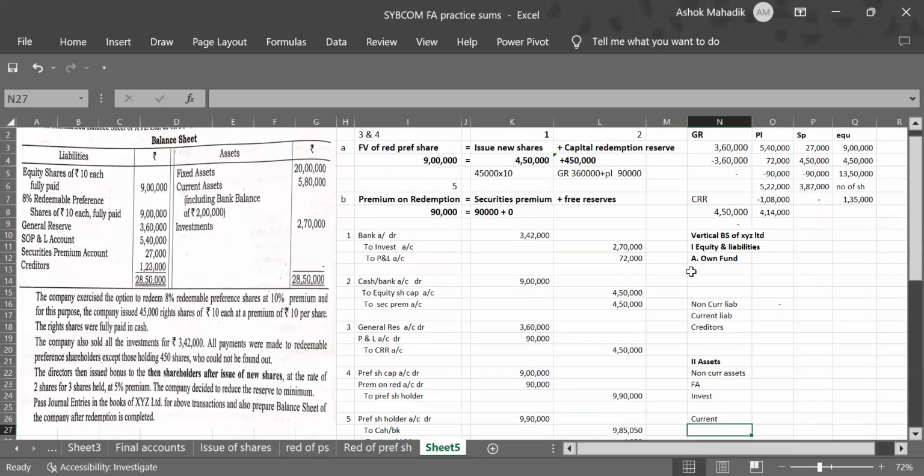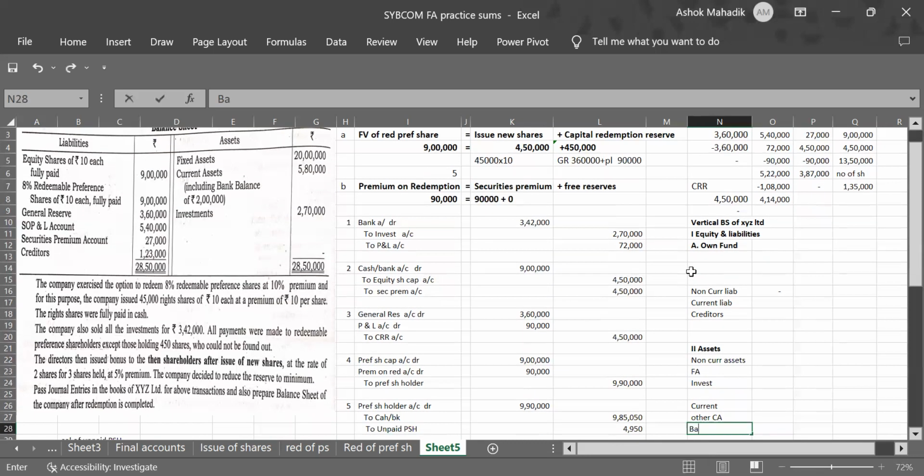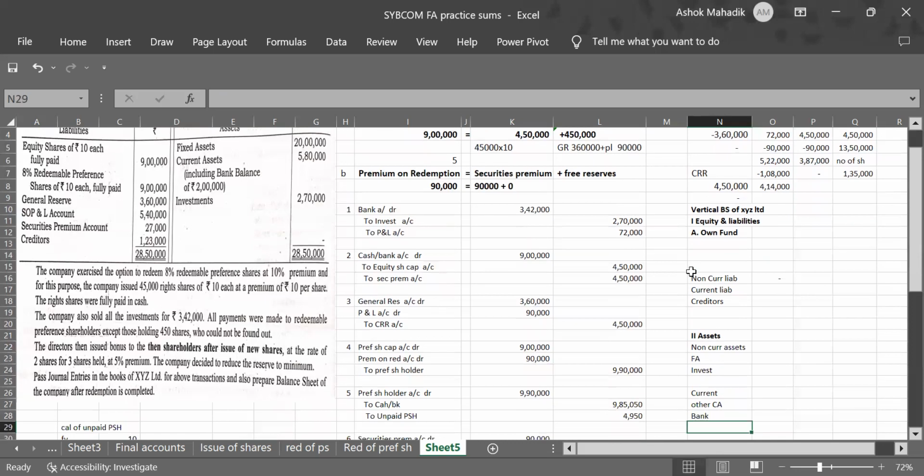In the sum, they have given only one item as current assets, and in that they have shown a bank balance. So what we'll do, we'll keep other assets, other CA, as a separate item, and bank balance as a separate item. Clear? So these are the items which you have to cover in this sum. I hope you have understood this.